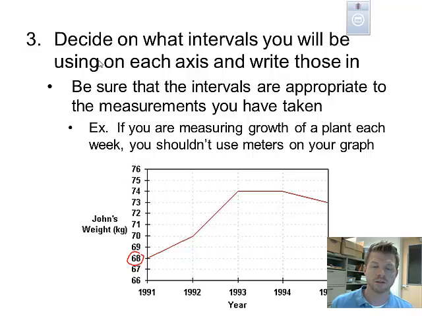Okay, so you can see this example, 68 was the lowest mass for John, and 74 was the highest. So they decided to use a difference between 10 numbers for our intervals, and they went by 1 kilogram apiece. That gives us a better visualization rather than if they would have chosen to go by 5, 10, 15, 20.